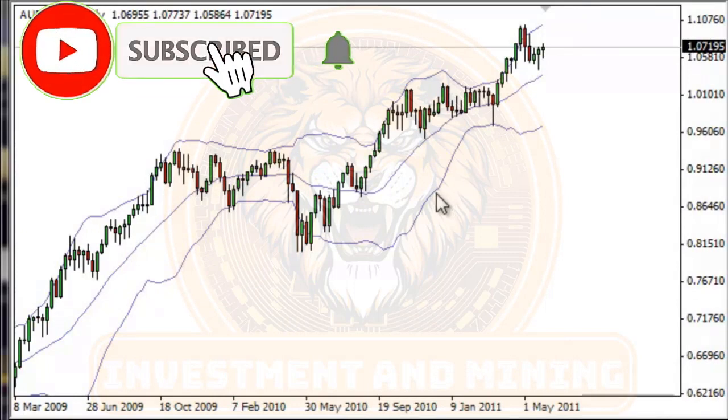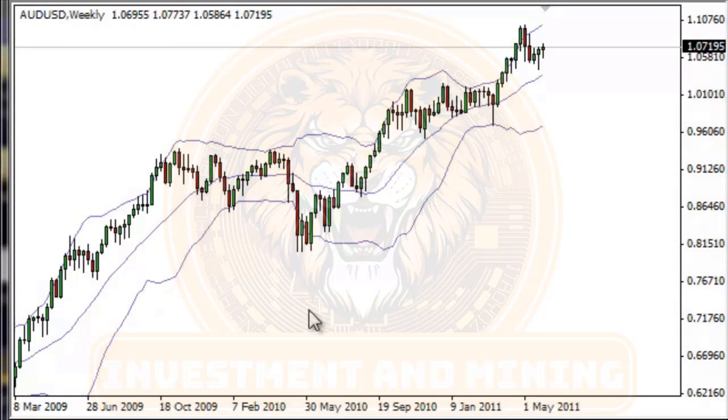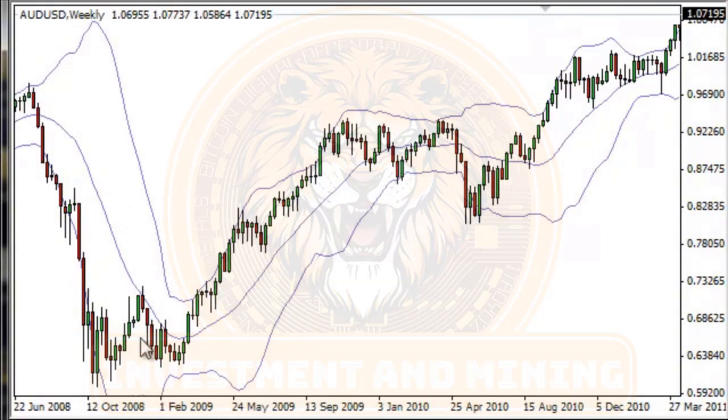Bollinger Bands are an indicator that plots a pair of lines on either side of a moving average. So for example, on this weekly chart, we have a moving average in the center, which is the 20 period moving average, so it's 20 weeks, and we have two lines that appear on either side.